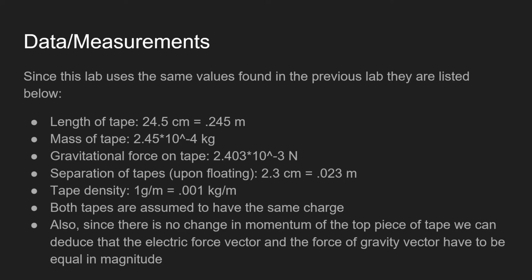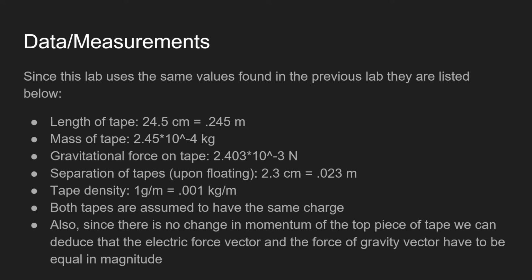Since this lab is more focused on reworking the data that we already had, here's just a list of the values that we're going to be pulling from last week's lab, including the length of the tape, mass of the tape, the gravitational force on it, as well as the separation of the tapes at which they started to float above each other. Also, it should be noted that the force of gravity and the electric force are equal in magnitude.